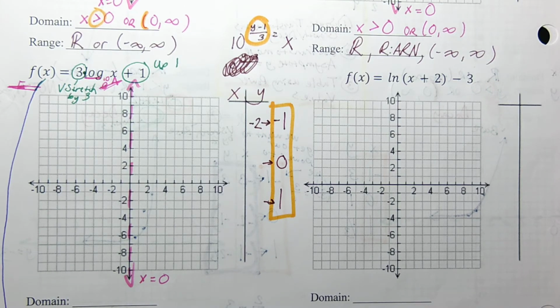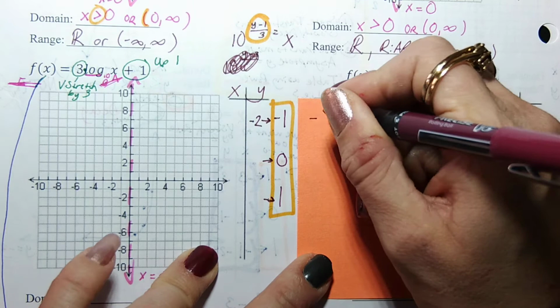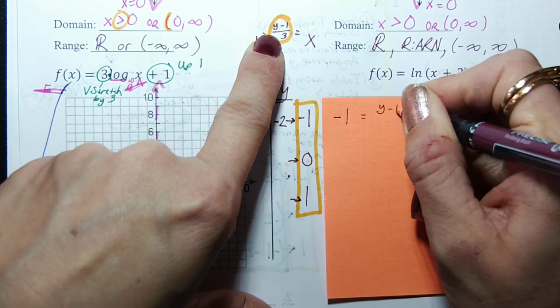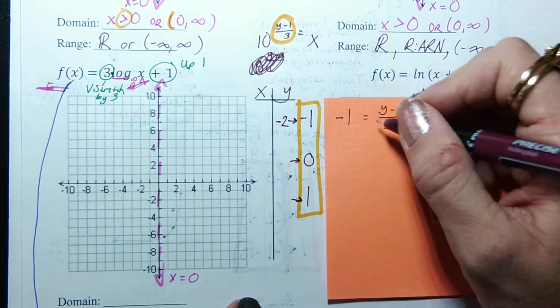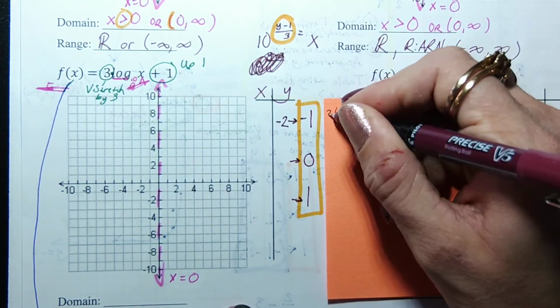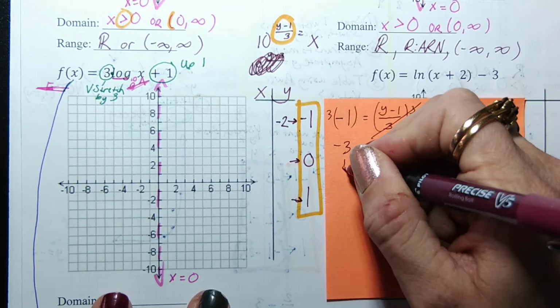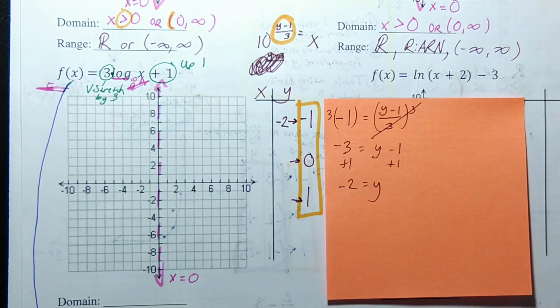Now, if you're thinking to yourself, nope, I didn't like doing that at all, you can also set up an algebraic equation. We need to get negative 1 for our exponent, so that means y minus 1 over 3 has to be equal to negative 1. How do I get rid of the fraction? Multiply by 3. So negative 3 equals y minus 1. Then we add 1 to both sides, and we get negative 2. If you would prefer to show that work, you certainly can.